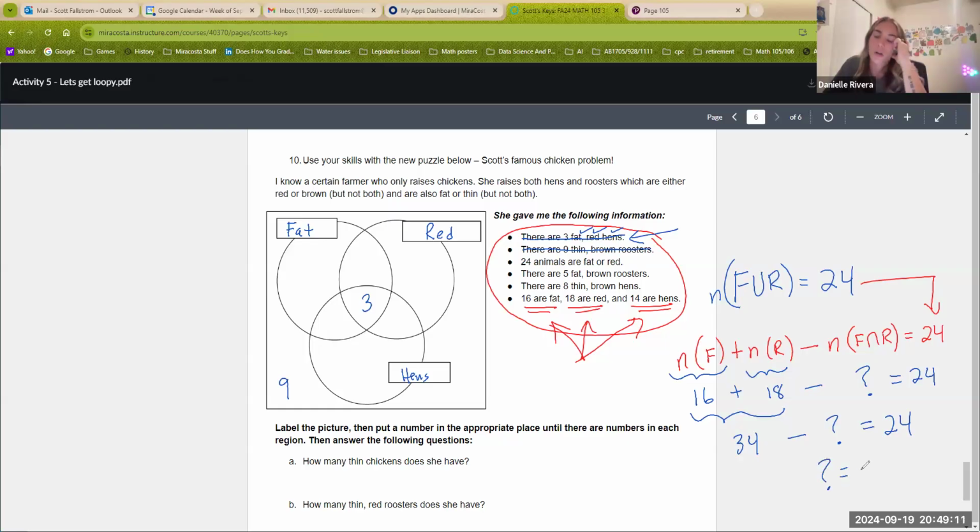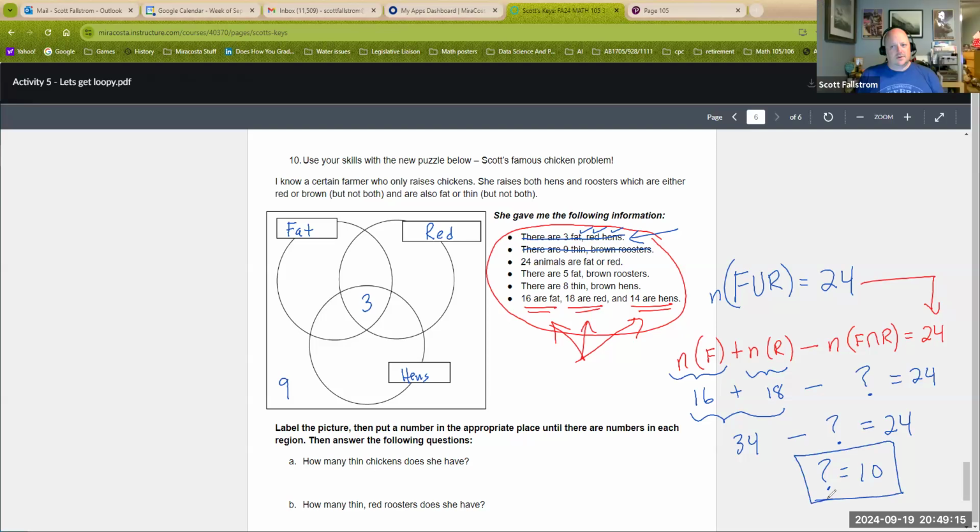So 24. I heard one of you say it. I think Alex, you just said it, right? Yeah. So you can go through and do algebra, Danielle, if you want, but you can also just pause for a second and say, wait a minute. If I had $34, how much did I have to get rid of to end with $24? 10. 10 bucks. There's your 10.